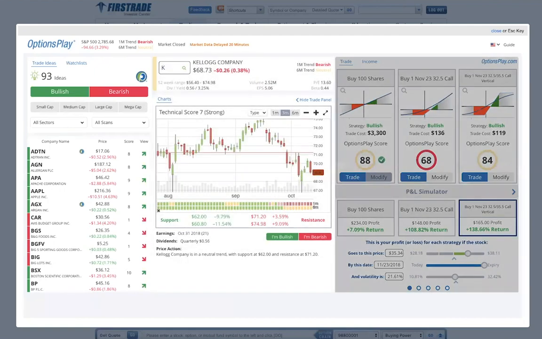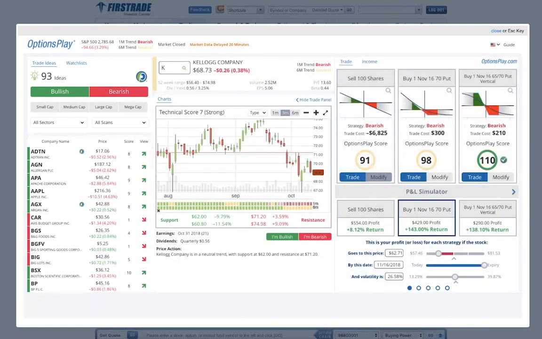I'm going to jump over here to another example. I want to provide as many samples as possible to show you guys how to utilize this platform. I'm looking at Kellogg. This is a relatively strong stock, a technical score of 7, but as you can see, the 1-month and 6-month trend recently turned bearish. So this is an example of a bullish stock that recently started to break down.